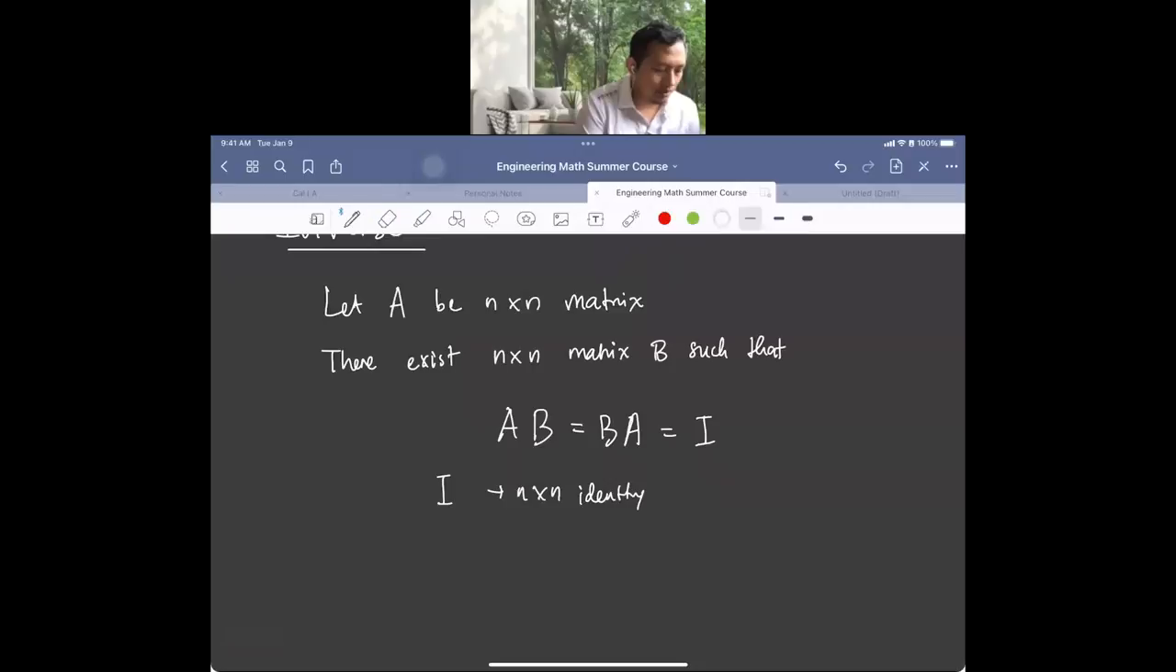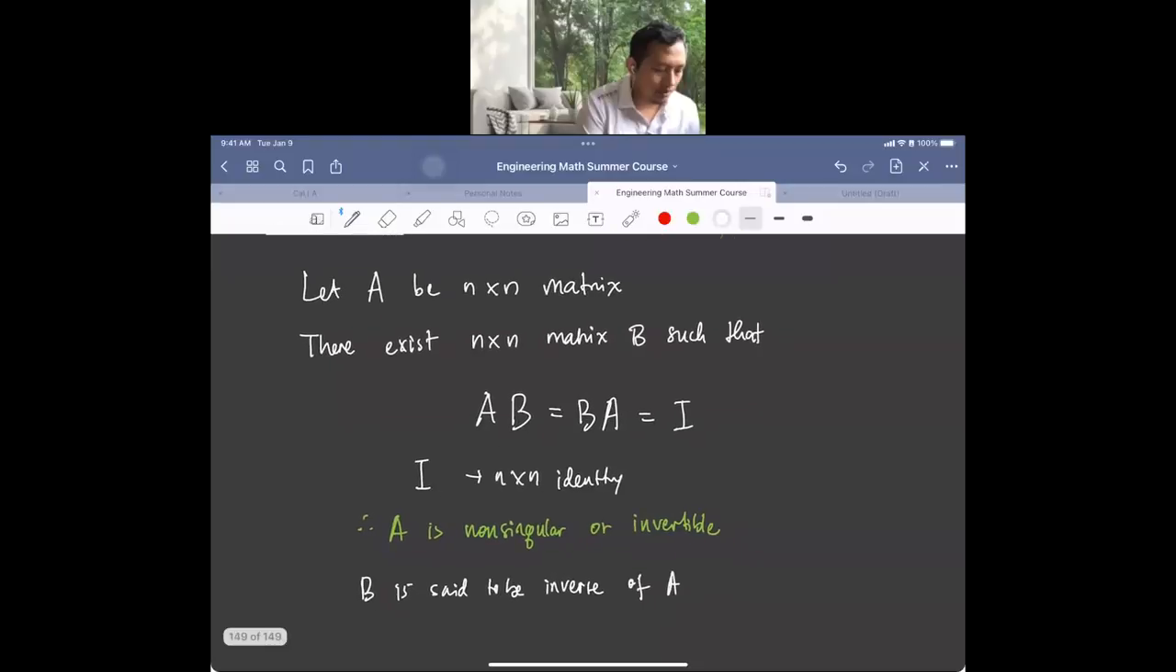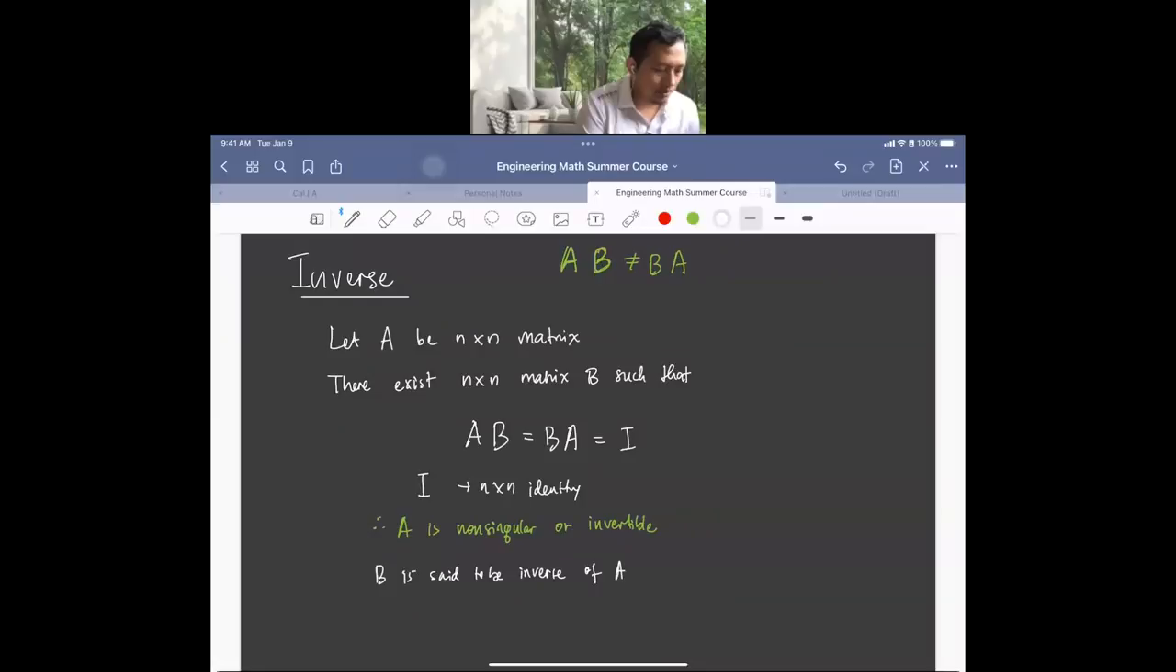The conclusion here is that A is non-singular or invertible. And we can say that B is said to be the inverse of A. So first, the definition. Okay.